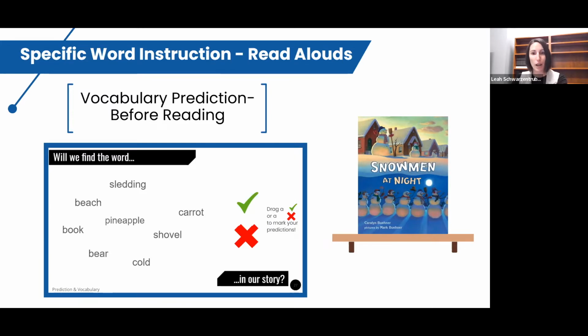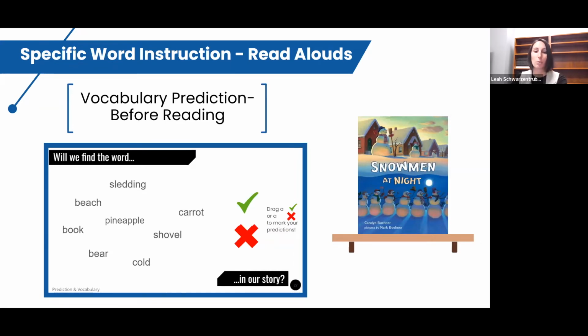Before reading a text, what happens is we include vocabulary prediction alongside our content predictions. So after looking at the front cover of the book, maybe the title, you can prompt students, using the book and your brain, what are some words we might hear in this story? As you see here, using the story Snowman at Night, in the beginning, you can scaffold this routine with pre-selected words for students to consider and sort.